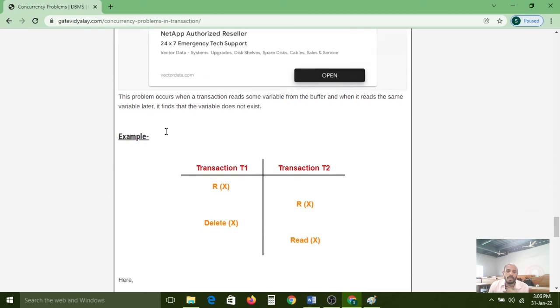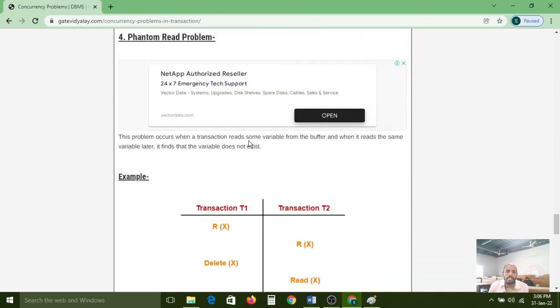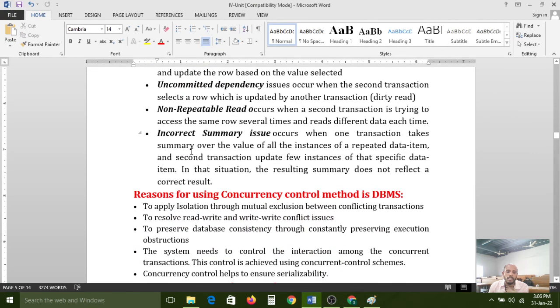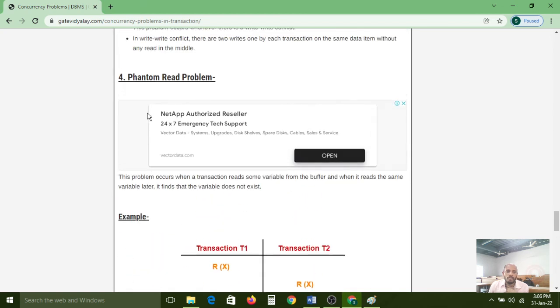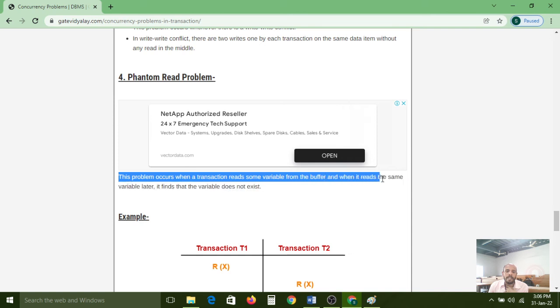Okay, and the phantom read problem is nothing but this problem that occurs when a transaction reads some variable from the buffer, and when it reads the same variable later, it finds that the variable does not exist. What is the phantom problem? This problem occurs when a transaction reads some variable from the buffer, and when it reads the same variable later, it finds that the variable does not exist.